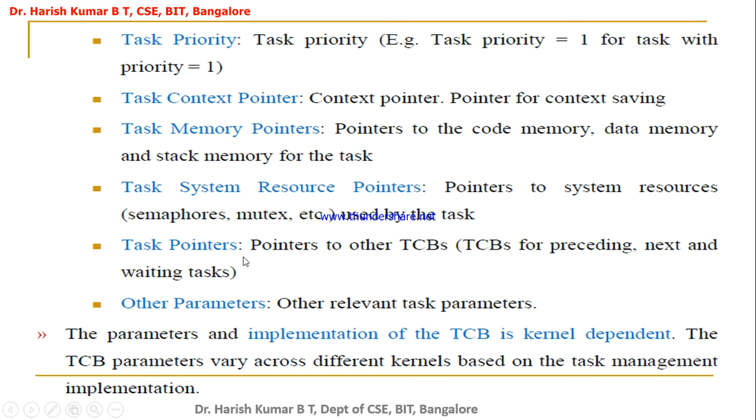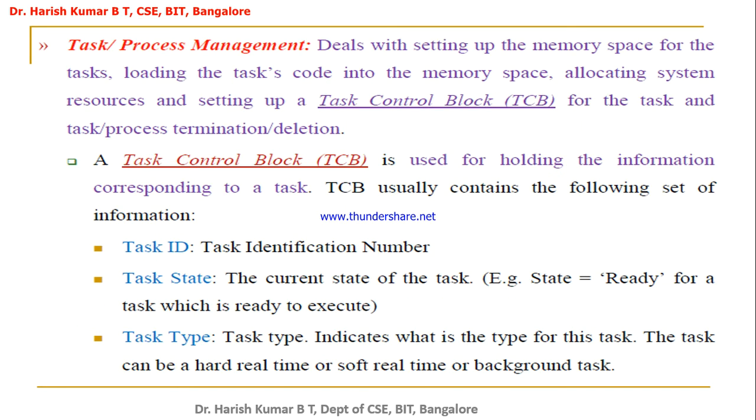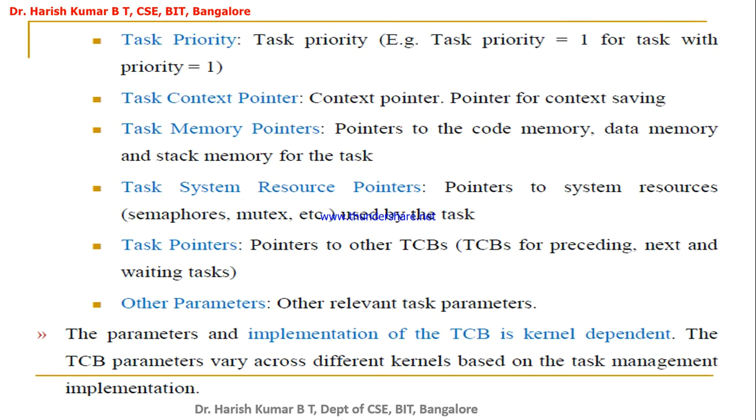Now task pointers are also there, or the process pointers. That is one PCB or one TCB pointing to the next PCB or TCB. So it's something like a singly linked list, where the task pointer field of one TCB is just pointing to another TCB. Using this, you can create a chain of TCBs or PCBs. So these are the fields of the task control block or the process control block.